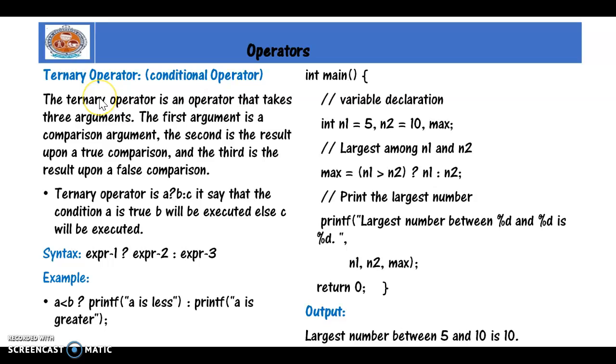Okay, coming to the ternary operator. This is also known as the conditional operator. Why is this known as a conditional operator? Based on some condition, we print our output. So here we have three arguments. The first argument is a comparison. The second is the result that will be printed when it is true. If it is false, it will return the third argument.